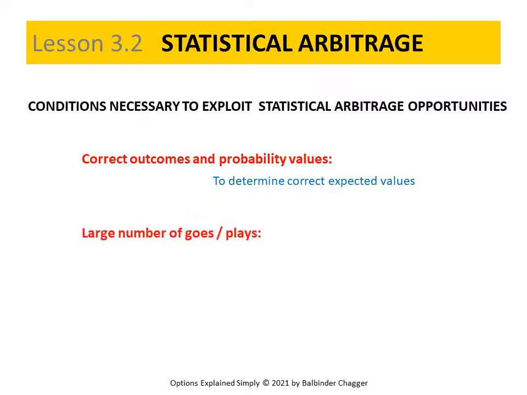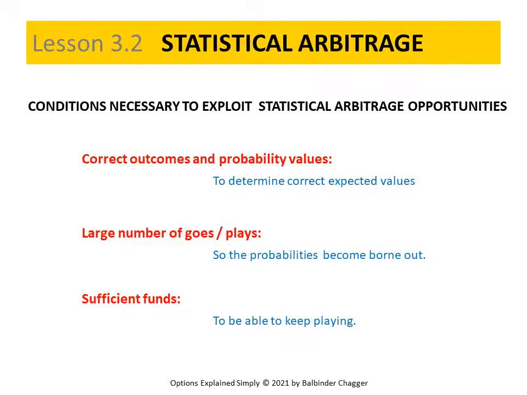Another condition is a large number of goes or plays, so the probabilities become borne out. Finally, sufficient funds are needed to be able to keep playing. A series of loss-making outcomes might occur before any profiting ones. If the losses incurred wipe out the funds needed to keep playing, then the large number of plays necessary for the probabilities to be borne out is prevented and the expected profit can never be realized.